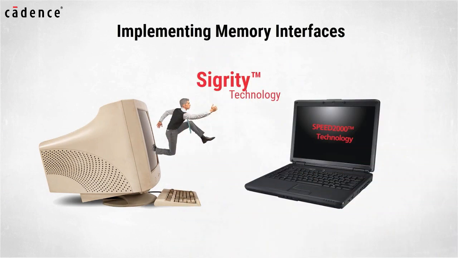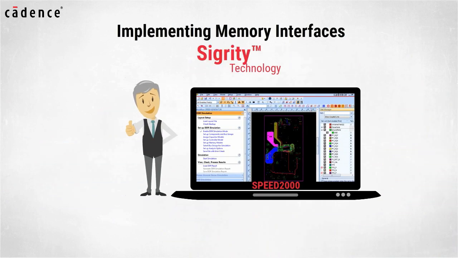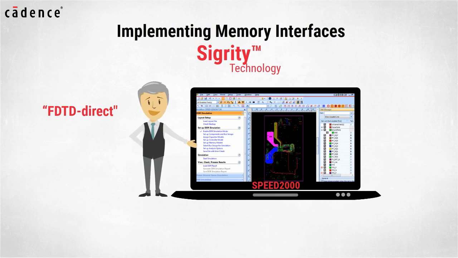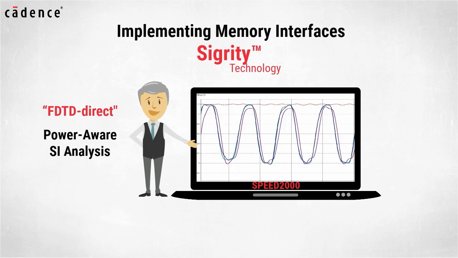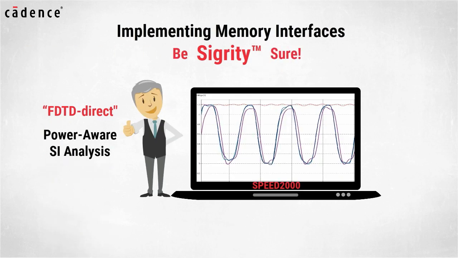With Sigrity, SI engineers have an alternative method. Our FDTD direct simulation methodology calls our unique hybrid solver in combination with our finite difference time domain, or FDTD, engine, which solves PCB and package geometries directly and performs power-aware SI analysis in the time domain without S-parameters.